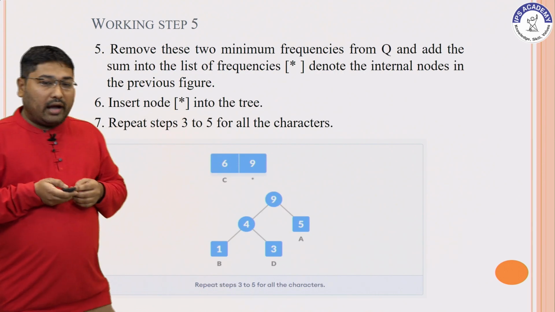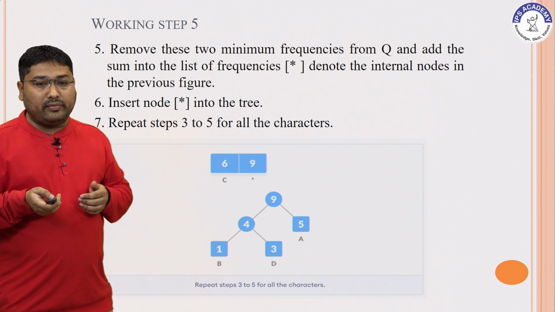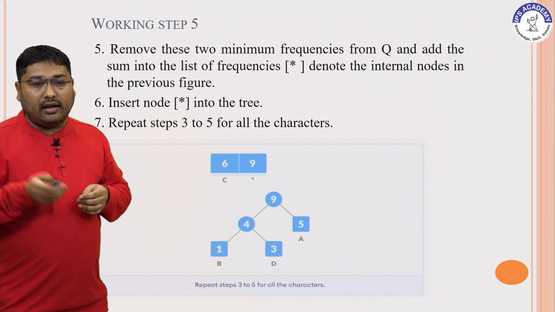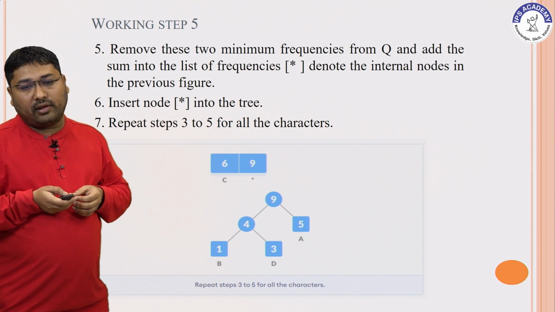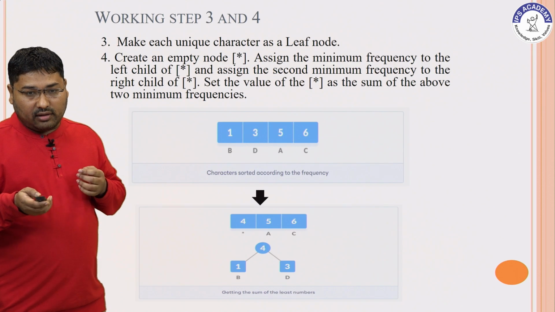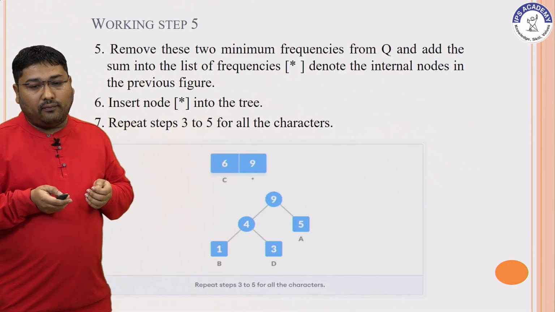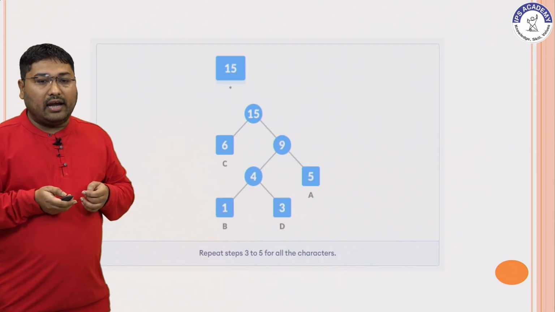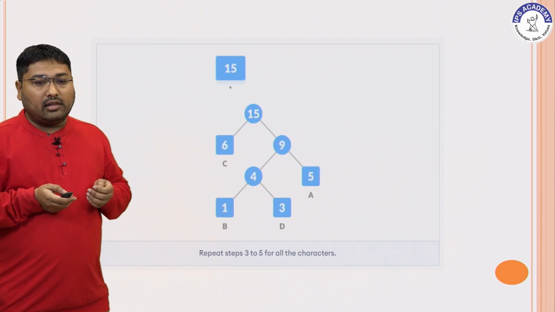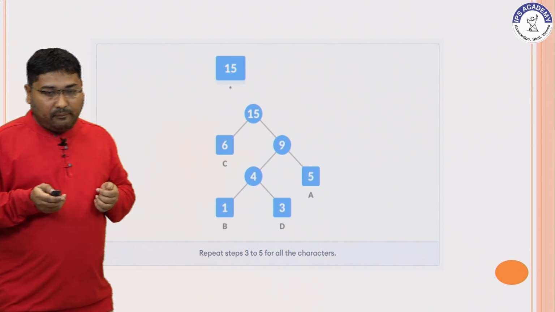After this, again we sort in increasing order, remove these 2 frequencies from the queue, and add the summation of these 2 least frequencies, denoting the internal node of the previous figures. Now we insert a new node 9, which is the summation of 4 and 5. Then the addition of 6 and 9, where 6 is the node C, gives 15. Now the Huffman tree is completely created.